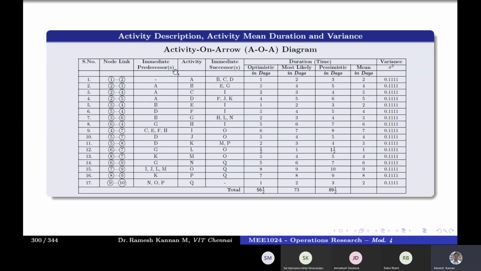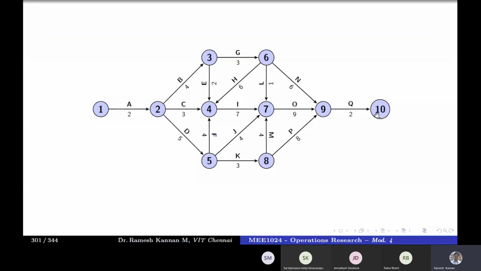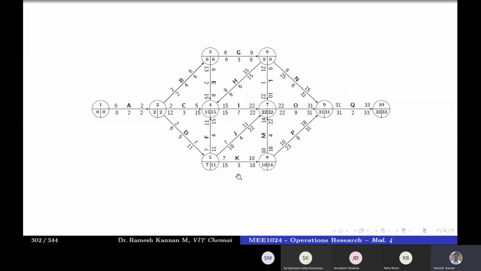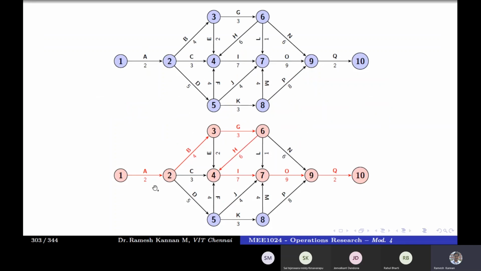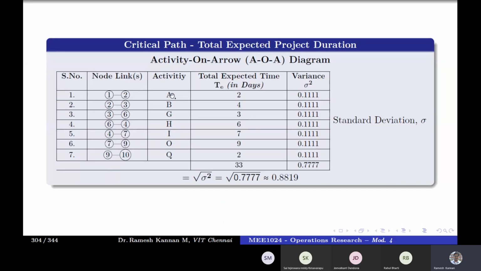Okay. Next, we found that the variance is the square of the standard deviation. So for all these we have got 0.111 and so on. This is what we have done in the CPM. We made the same thing, and we found out the critical path. And now we'll segregate the critical path.